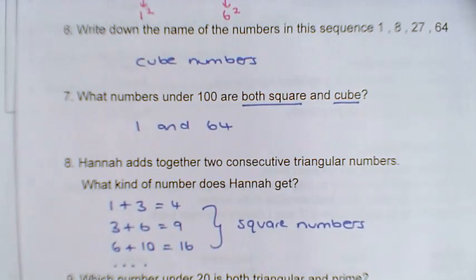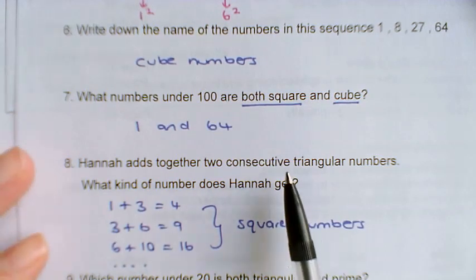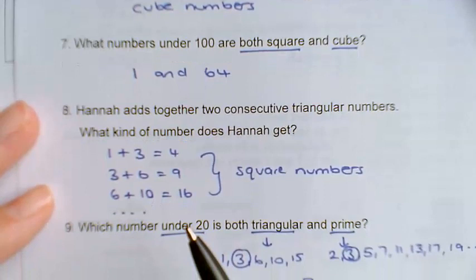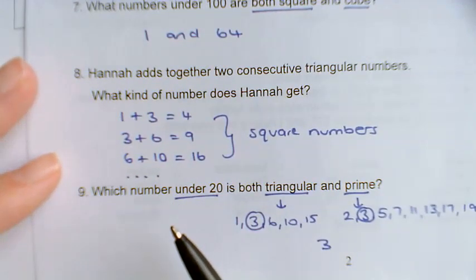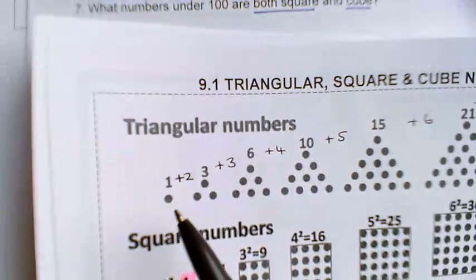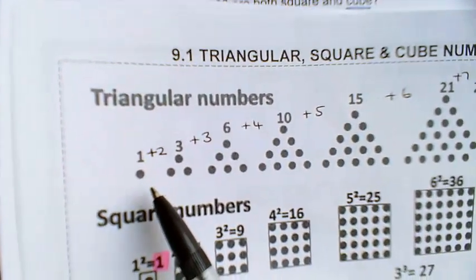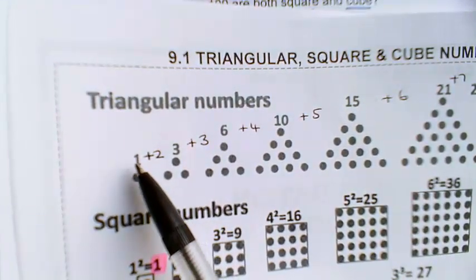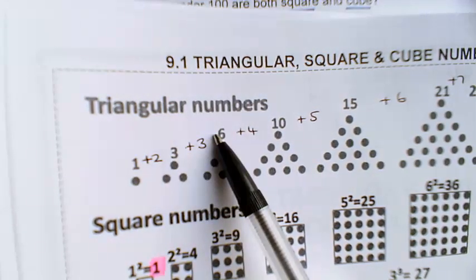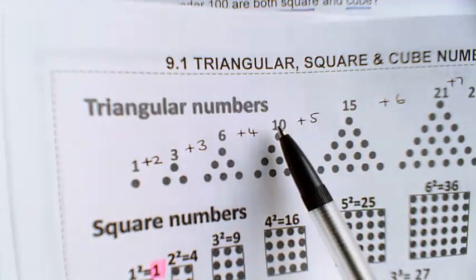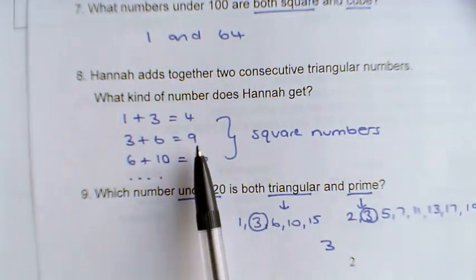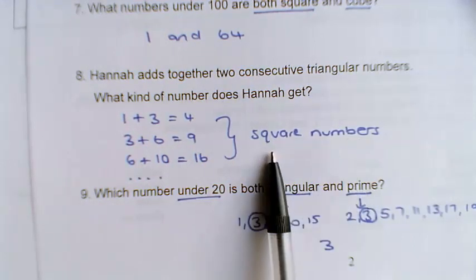Hannah adds together 2 consecutive triangular numbers. Consecutive means one after the other. So 2 consecutive triangular numbers. And what kind of number does Hannah get? So I just added up 2 consecutive triangular numbers, so ones that come one after the other. So I added up 1 and 3 and got 4. Then I added up 3 and 6. Then I added up 6 and 10. Then I added up 10 and 15, and so on, just to see what you get. So you get 4, 9, and 16, which are square numbers.